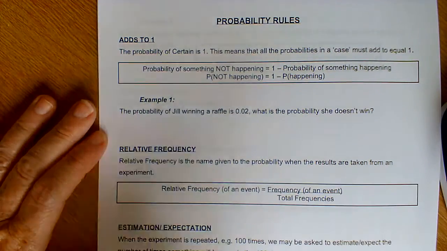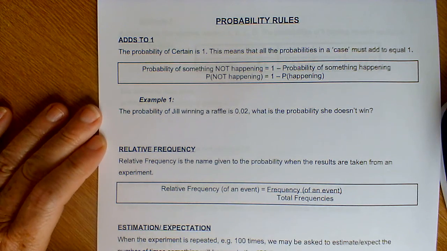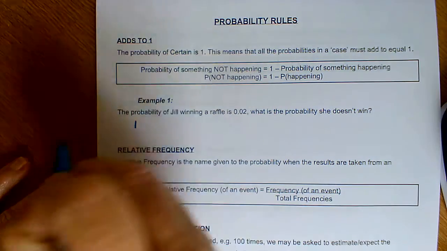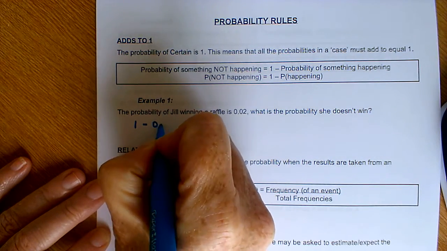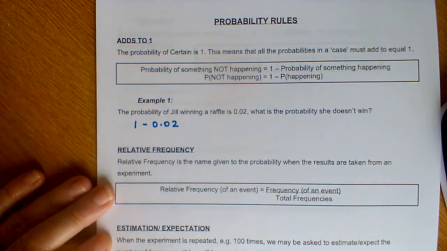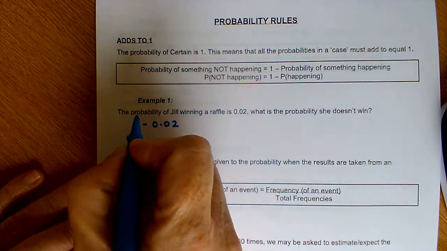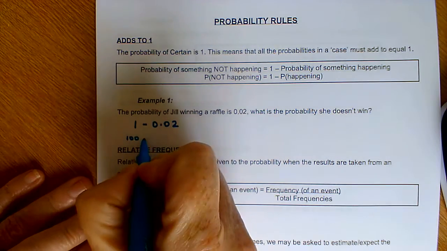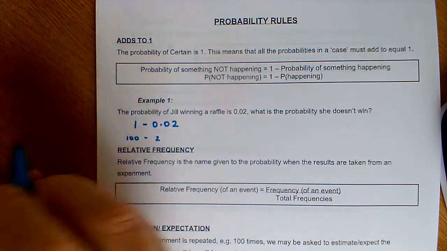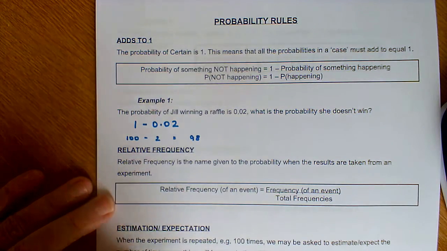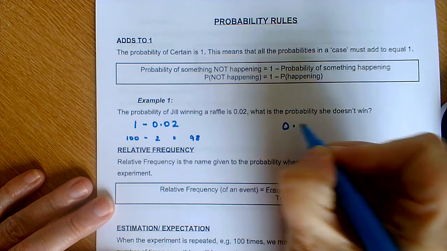So for example, the probability of Jill winning a raffle is 0.02. What is the probability she doesn't win? So it's going to be 1 take away 0.02. If you think of this as 1.00, take away 2, we're left with 98, and putting the decimal point back in, 0.98.